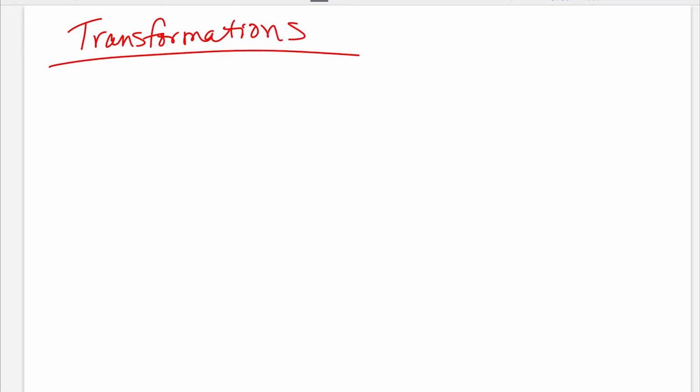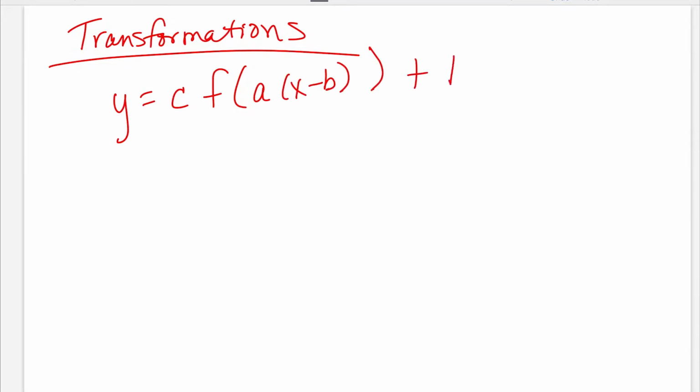The last thing out of this that we want to talk about are transformations. Given any kind of generic function, I'm just going to go with variables. These are the same ones that are in your book, just generic variables, and we'll talk about what they all mean. C times f of a times x minus b plus d.